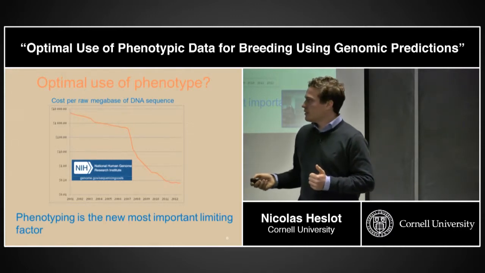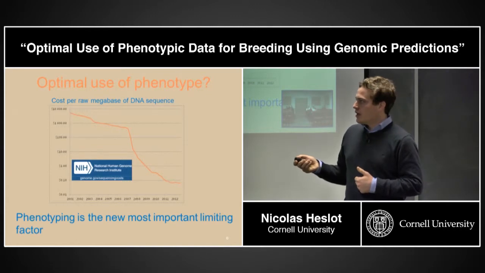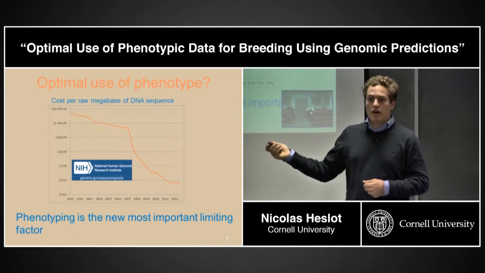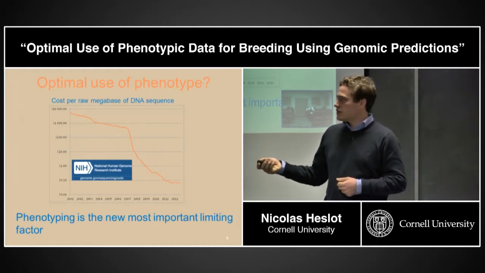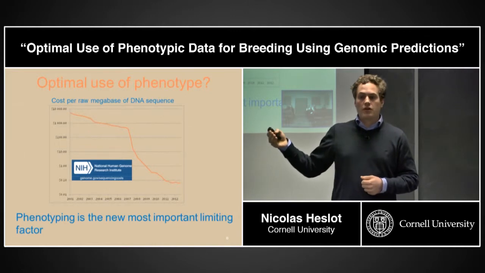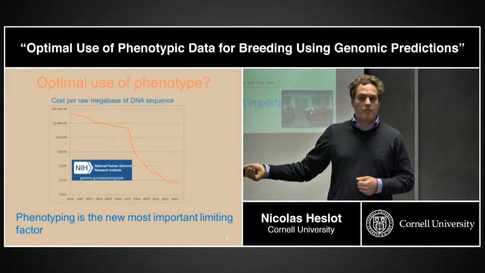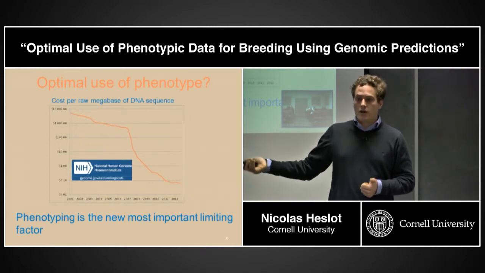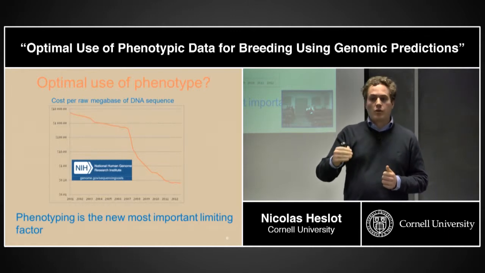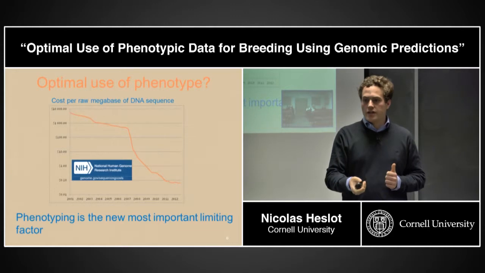This graph presents the cost per raw megabase of DNA sequenced as surveyed by the NIH. And you will notice, on the log scale, a really dramatic decrease in genotyping cost, or raw sequencing cost, over the last 10 years. And we can expect those costs to keep going down over time, while the cost of phenotyping should remain the same or maybe even increase because of land use cost or labor cost, which means that phenotyping is quickly becoming the new major roadblock for breeding purposes or for genetic studies.